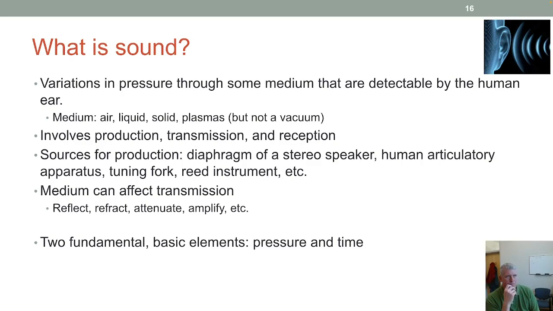So sound involves production, transmission, and reception, and there are sources of sound: a diaphragm of a speaker, or the human articulatory apparatus, that is the lungs, the throat, the mouth, the nasal passage, the tongue, teeth, all go into creating sound. Or a tuning fork, or a reed instrument like a clarinet. Those all are sources of production. And the medium through which sound travels can change it, reflect it, refract it, attenuate it, which means soften it, or amplify it. And there are two fundamental elements of sound, which are pressure and time.